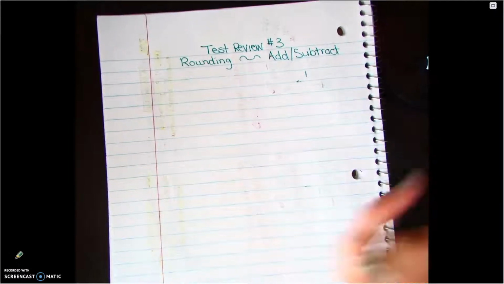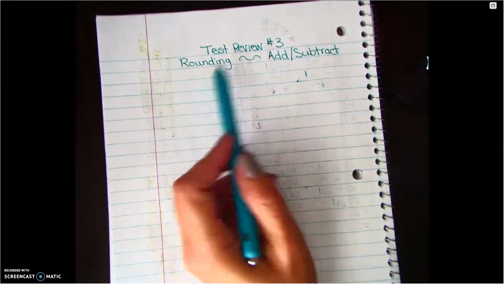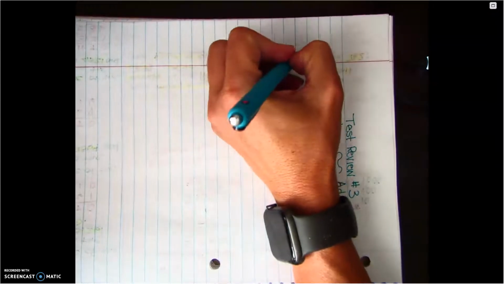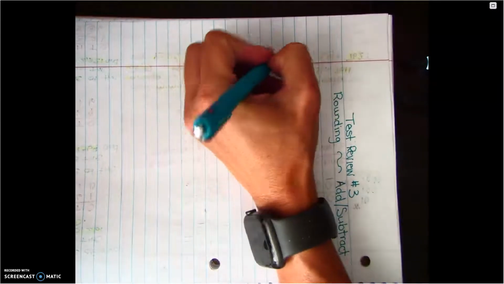Hi friends, today we are going to review our rounding and our adding and subtracting. So we're going to go ahead and turn our paper sideways just so we can use our place value chart. And our first one, let's go ahead and go over the rounding. When you're rounding, you're still going to use your place value chart. So we're going to go ahead and make that up.